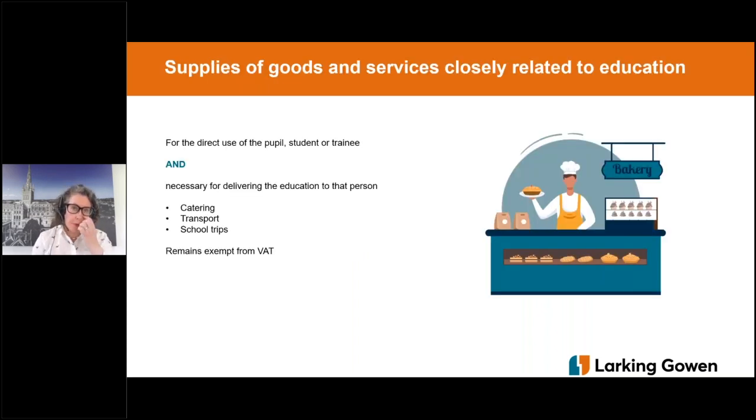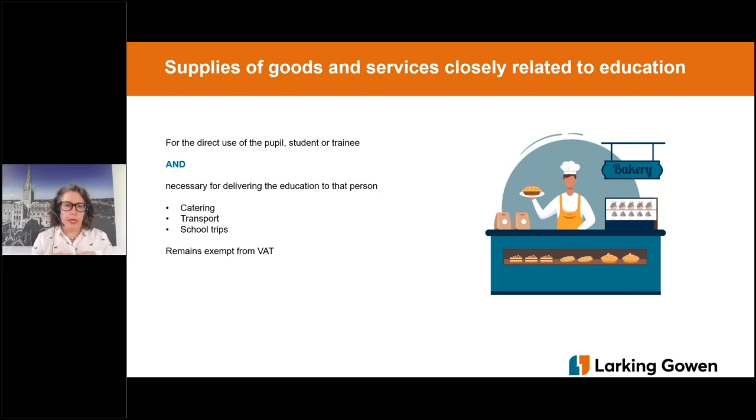So first of all, let's talk about one of the most common exempt activities that you are likely to be undertaking. So that is supplies of goods and services that are closely related to education. So although the education is now standard rated, things that are closely related to that education remain exempt. It's how the legislation has been drafted.